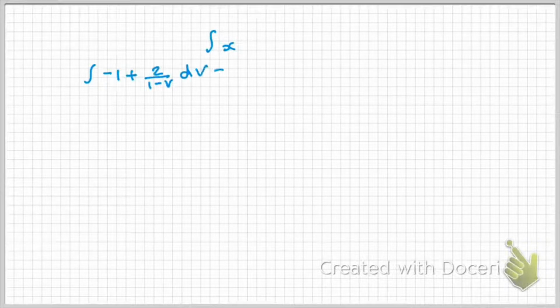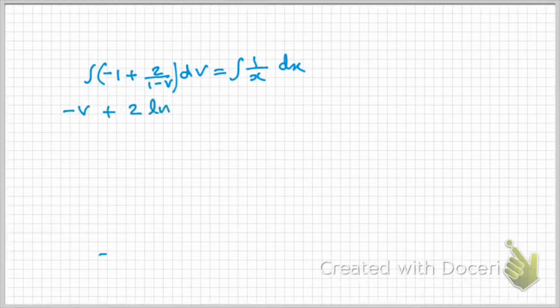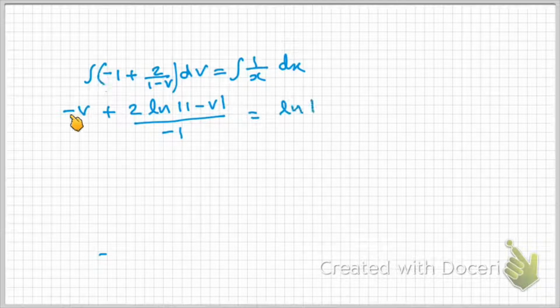So when you try to integrate this, this is what we got in the earlier step. Integral of minus 1 plus 2 by (1 minus v) dv is equal to integral of 1 by x dx. So when you integrate, minus 1 becomes minus v, because I am integrating with respect to v. So minus 1 becomes minus v. This is 2 times integral of 1 by 1 minus v, the 1 by (ax plus b) pattern.